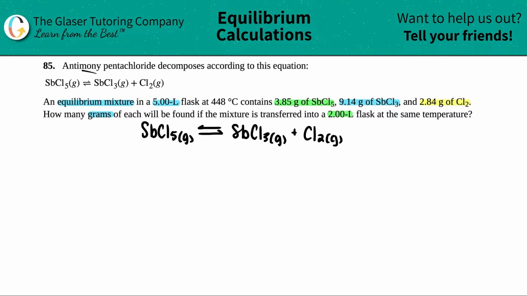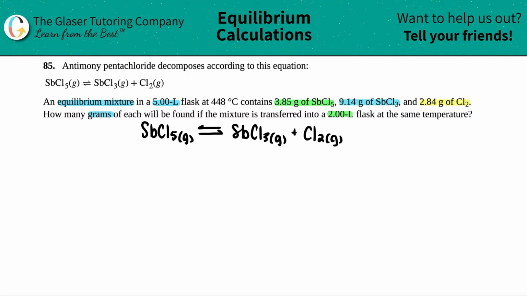Now, generally, when we're doing equilibrium, usually if they were kind, they would give us a K value, right? But there was no K value here. I don't know what the equilibrium constant is. So the first thing I have to do is find out what that equilibrium value is. Then I could find out what's going on when we change the flask.